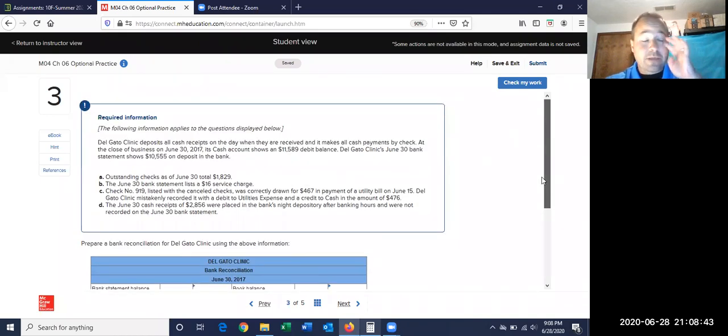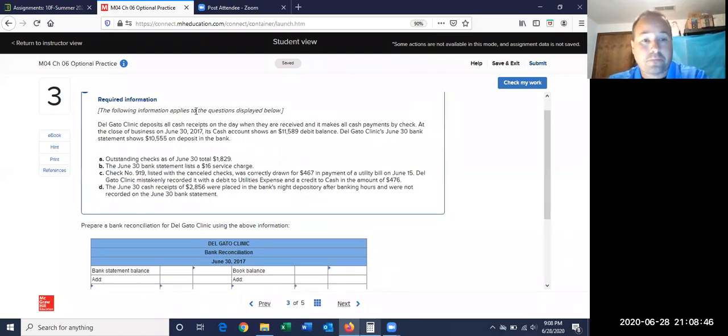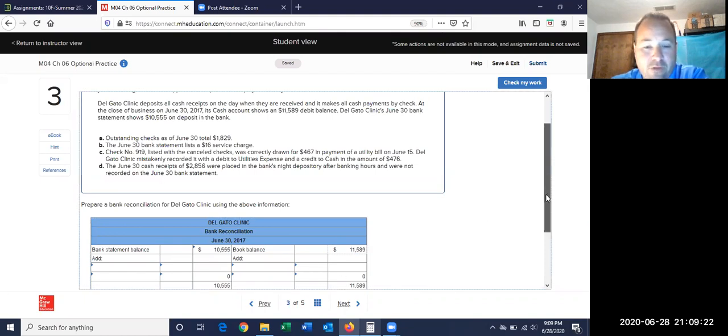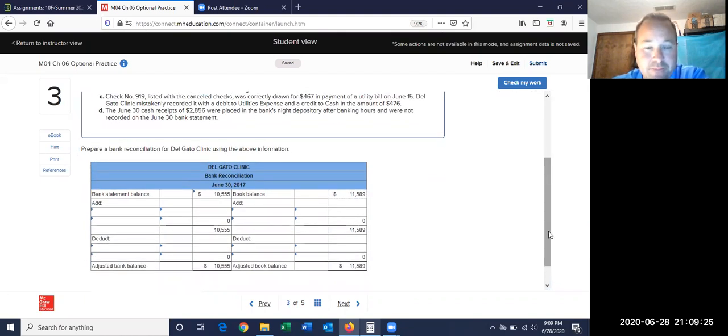Okay, so let's just take this one step at a time. We deposit all cash the day we receive it, and we make all cash payments by check. It says our business closed and shows $11,589 in our book. So let's go ahead and put that in. Let's put it in as we get to it. Their bank says they don't have nearly that much. They have almost 1,000 less. They have 10,555. Now, when we're all said and done, hopefully these 2 are going to balance. So let's see what happens.